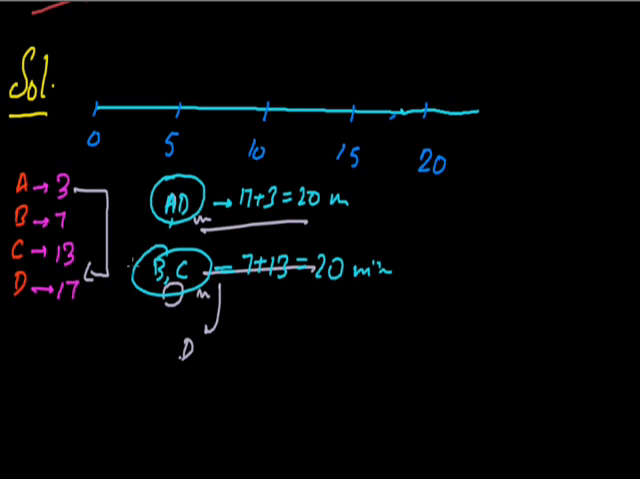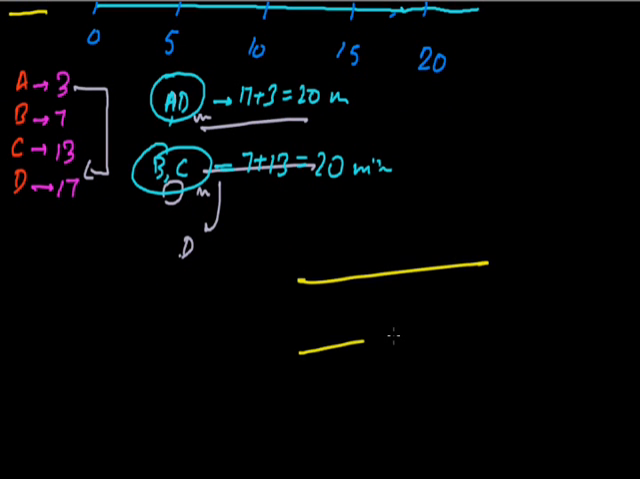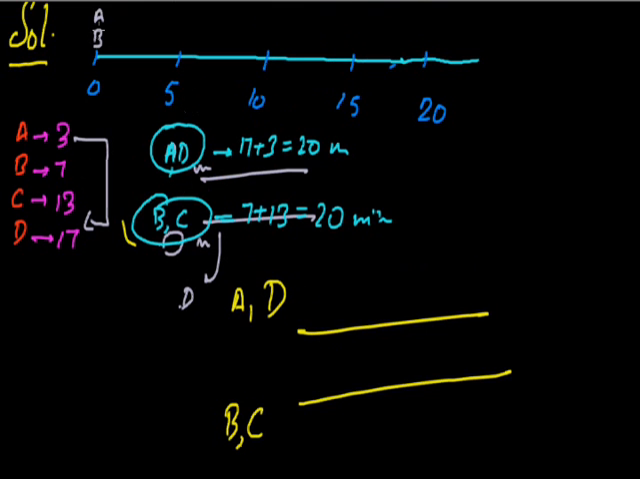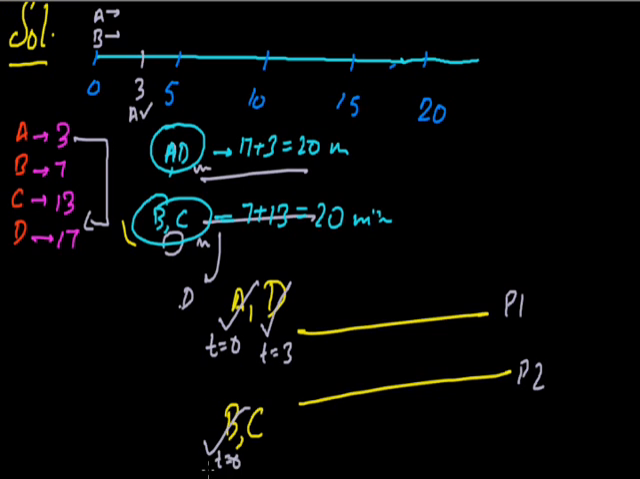Now let's proceed further. These are our paths as we assumed earlier: A and D will walk this one, and B and C will walk this one. At t equals 0, A and B leave. A leaves on path 1 and B leaves on path 2. At t equals 3 minutes, A arrives and B is still on its path. As soon as A arrives at the other end, I ask D to leave. So D leaves at t equals 3.